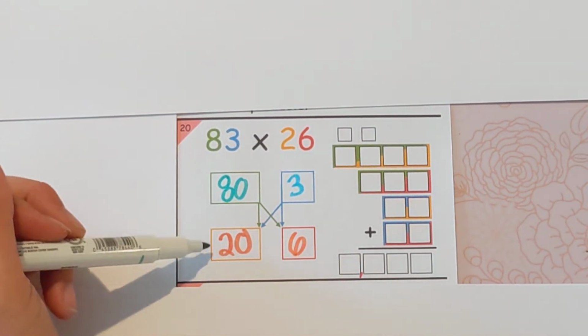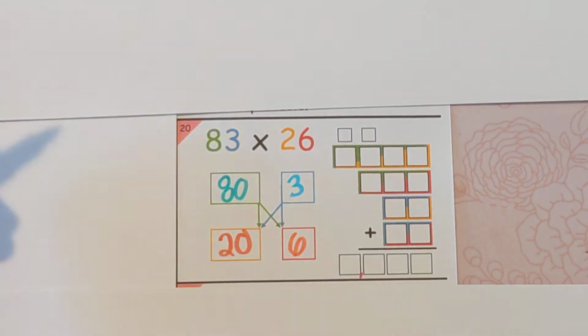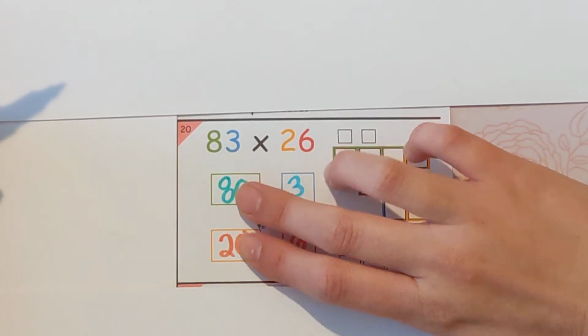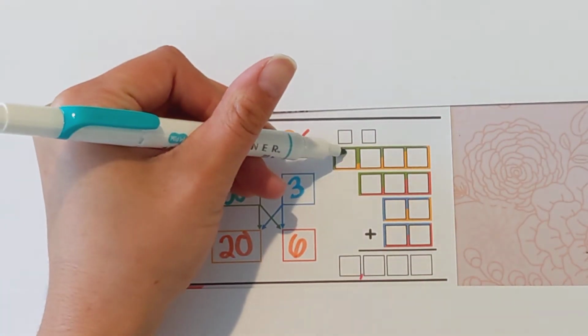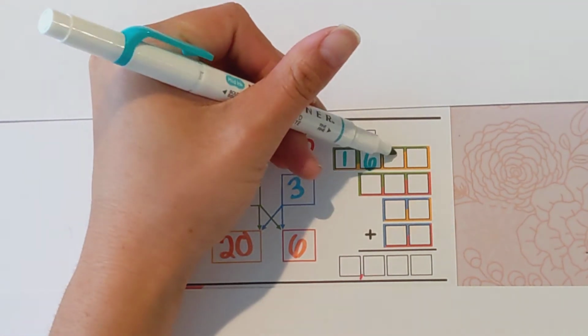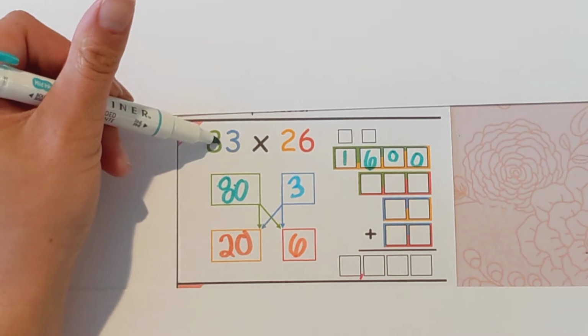So for 80 times 20, we're going to forget about the zeros. There's 2 of them there. Just pretend they're not there. And do 8 times 2. So what do you get when you do 8 times 2? 16. And then you're going to put the 2 zeros back in. Okay, so we did that first one.